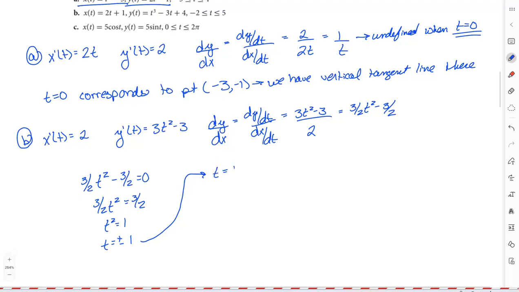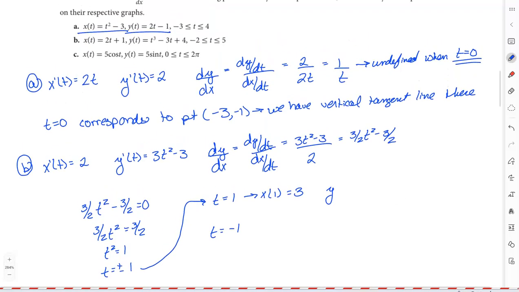So when I plug in 1, my x-coordinate would be 2 plus 1, which is 3. And my y-coordinate would be 1 minus 3 plus 4, which is 2. So we're looking at the point 3, 2.